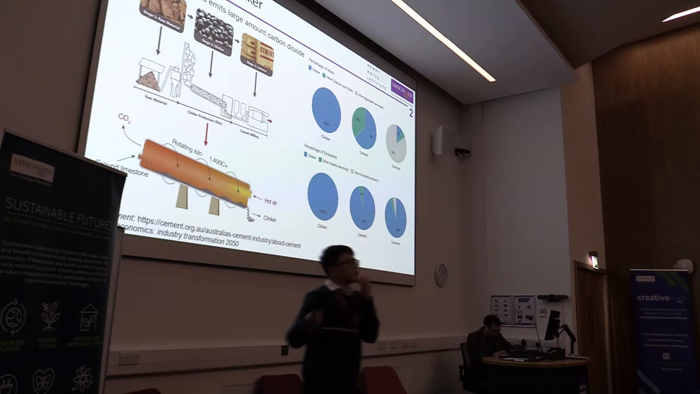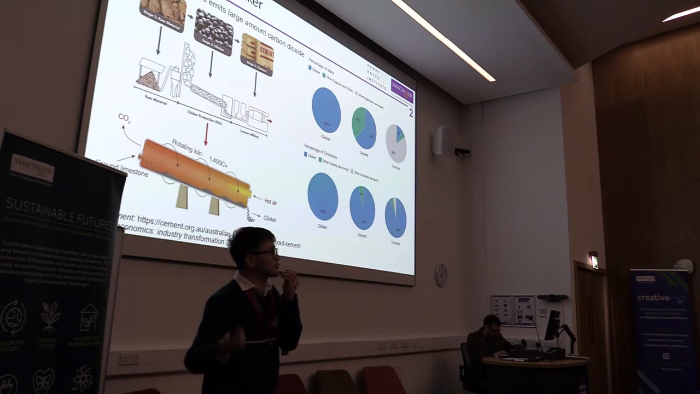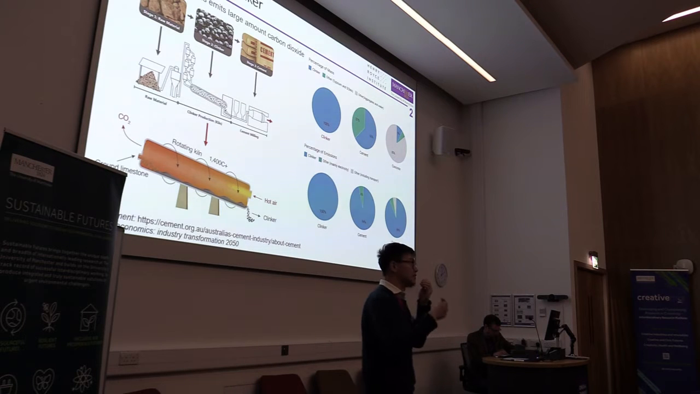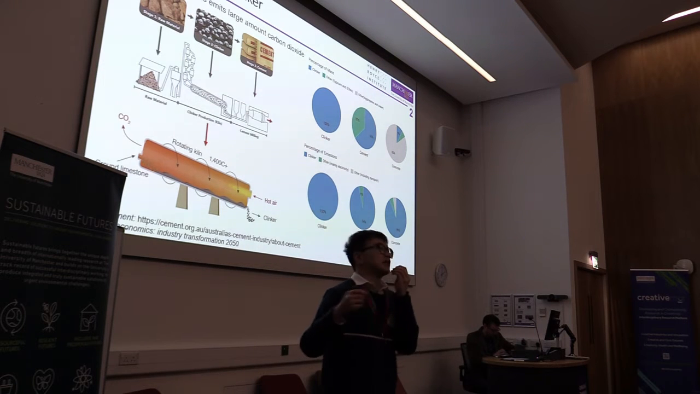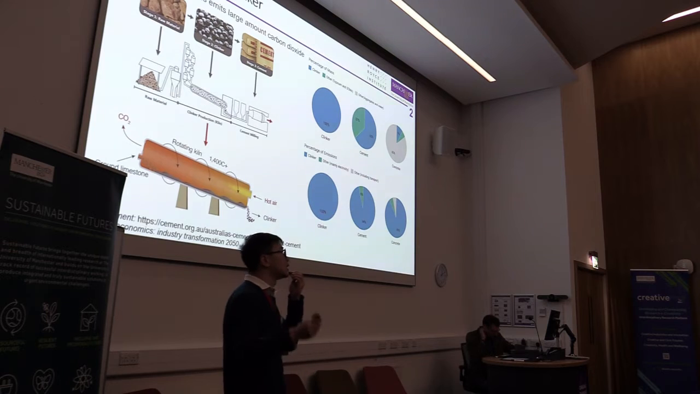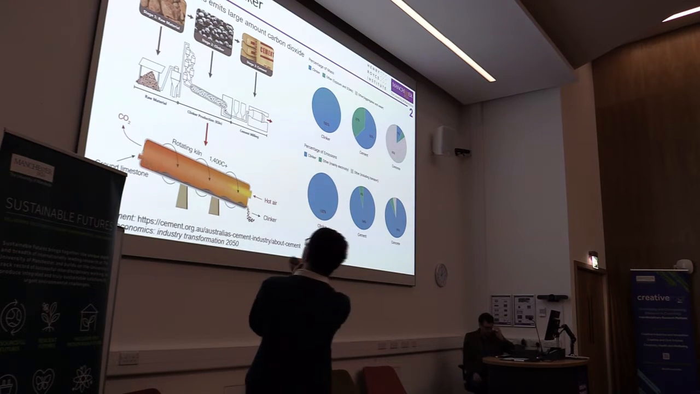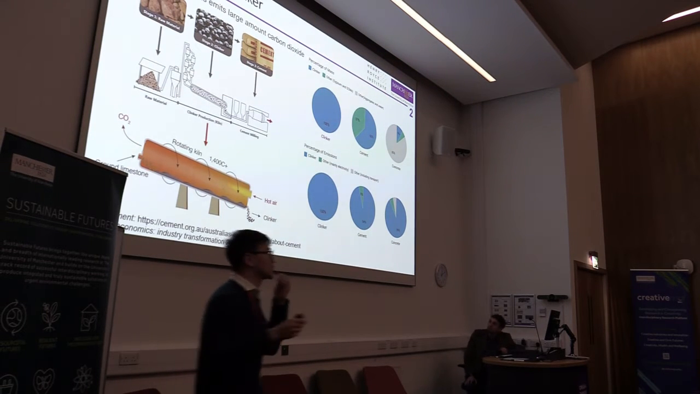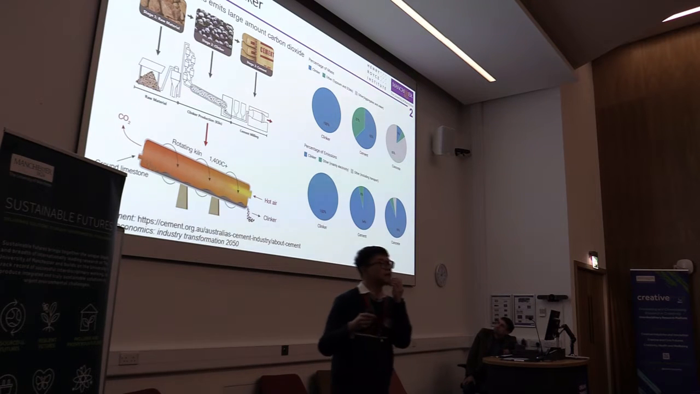So who is the main contributor to carbon emissions in the cement and concrete industry? Who is the criminal? Clinker. What is clinker? Clinker is a raw material to produce cement.